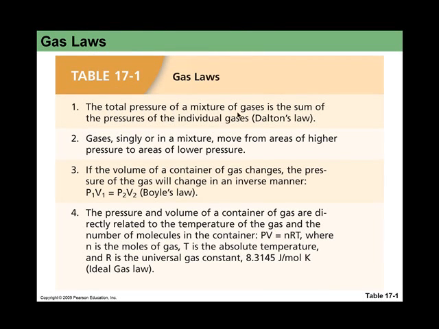First, the total pressure of a mixture of gases is the sum of the pressures of the individual gases. That's Dalton's law. So two gases we are most interested in are carbon dioxide and oxygen, as you know, but there can be others. We know that nitrogen is present, but they all contribute to the total pressure of a mixture. The second, gases singly or in a mixture move from areas of higher pressure to areas of lower pressure.